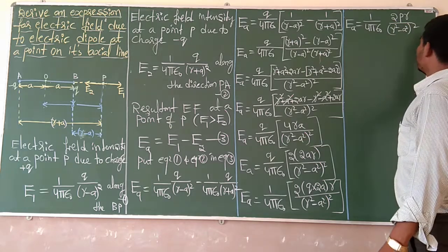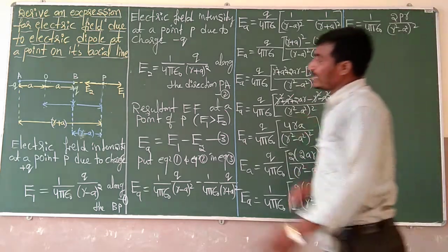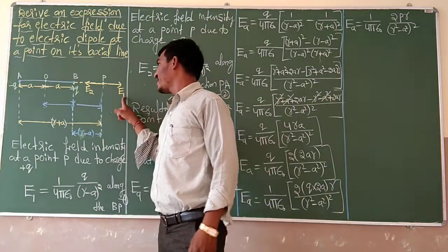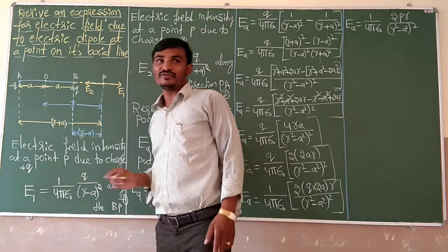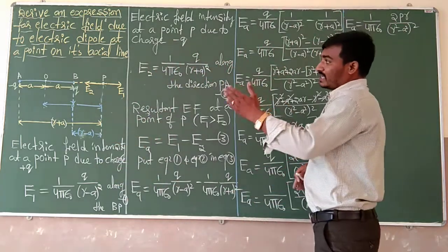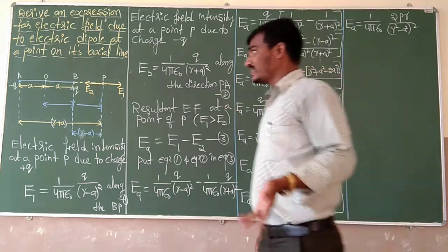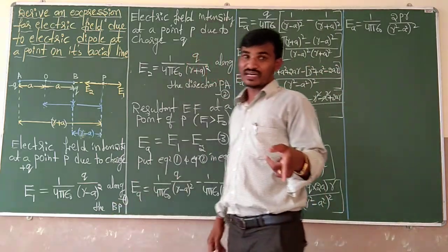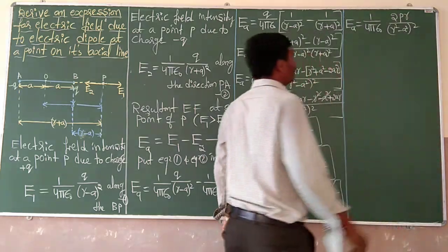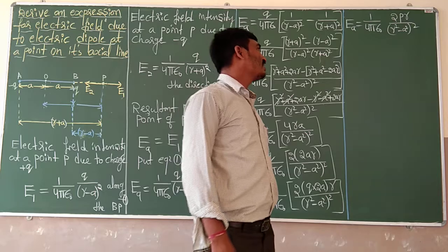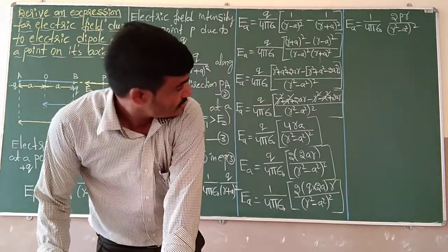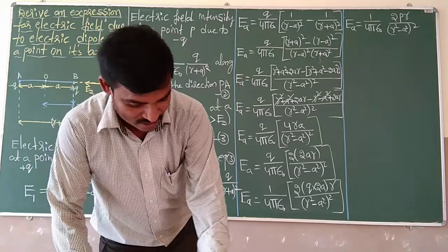Its direction is along the dipole axis, because E1 is greater as compared to E2, therefore the net resultant electric field is along the dipole axis. Dipole axis direction is always from negative charge to the positive charge. Okay, that is E_A is equal to 1 by 4 pi epsilon naught, 2pr divided by (r square minus a square) whole to the power square.